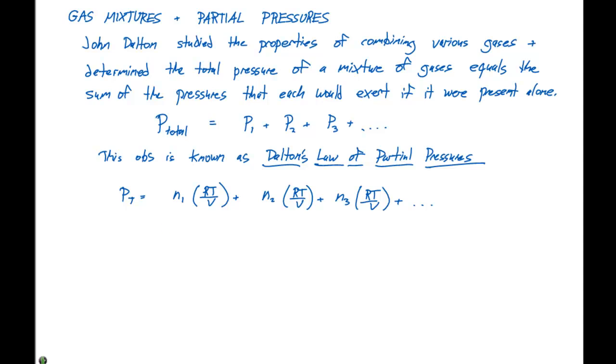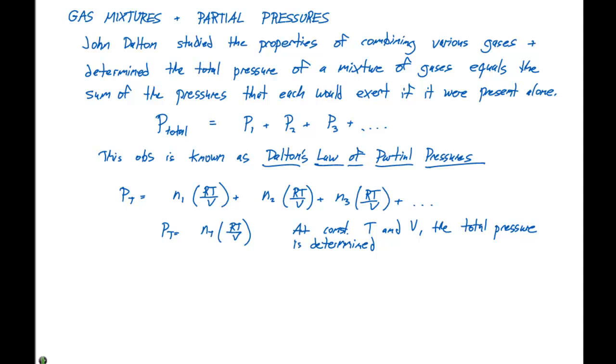So our P total then can be represented by NT times RT over V. And this is at constant temperature and volume. The total pressure is determined by the number of moles present.